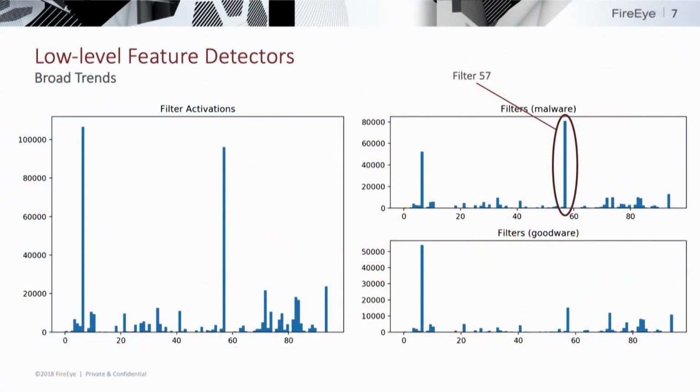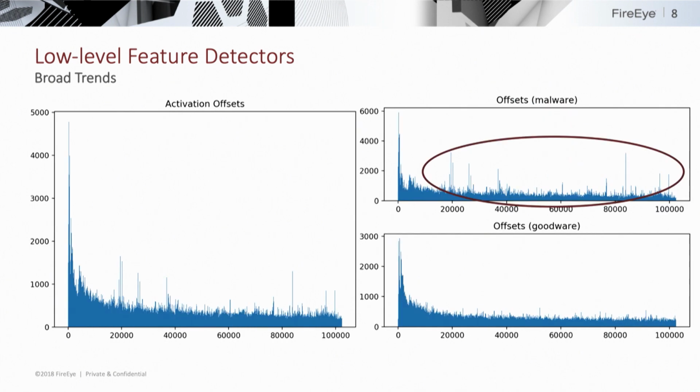In addition to that, if we split out this activation chart into malware and goodware, we can actually see one of the biggest things here is that filter 57 here is predominantly associated with malware, right? Filter 57 ends up having a lot more activations on malware than on goodware. Why? So we'll answer that in a little bit as well.